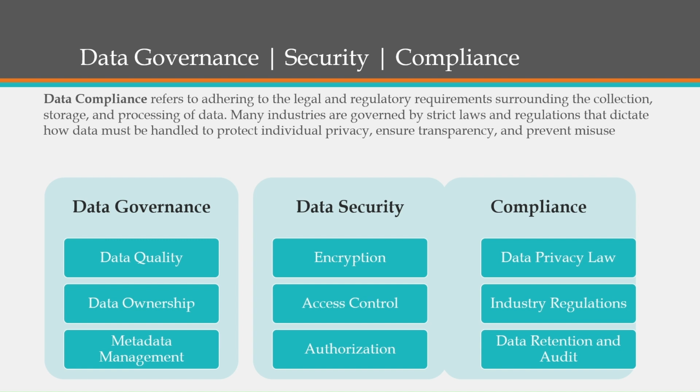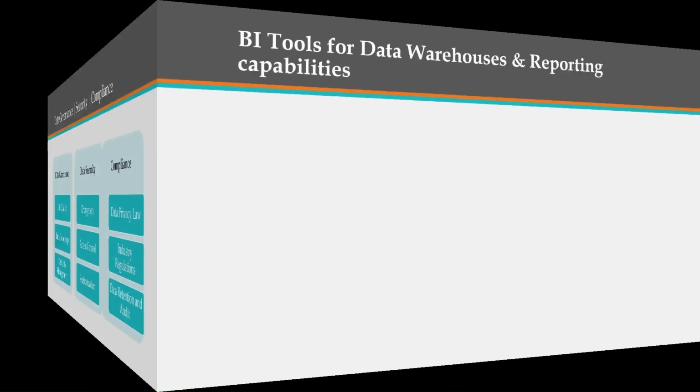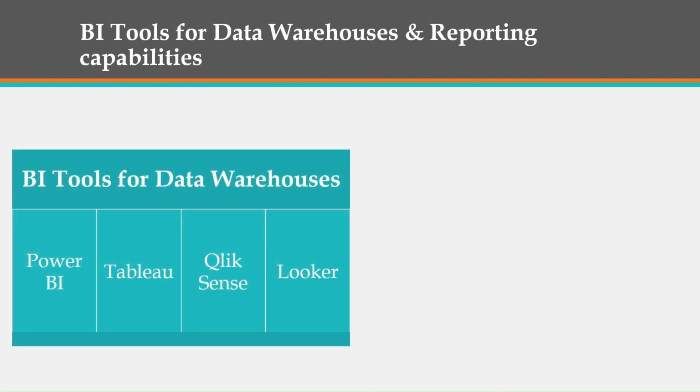Data governance, security, and compliance are the pillars of a well-functioning data warehouse. Together, they ensure that data is not only accurate and accessible but also protected and compliant with regulatory standards. By prioritizing these aspects, organizations can manage their data responsibly, minimize risks, and create a solid foundation for business intelligence and decision-making. Next is business intelligence tools and reporting.